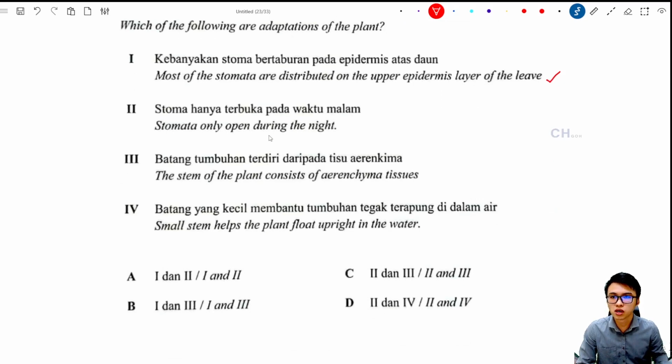All right, so stomata, yes. And then the stem consists of the parenchyma tissue. Now, parenchyma tissue has a lot of air inside. It makes the plants lighter so that they can float on the water. So the answer here is 1 and 3. The answer is B.